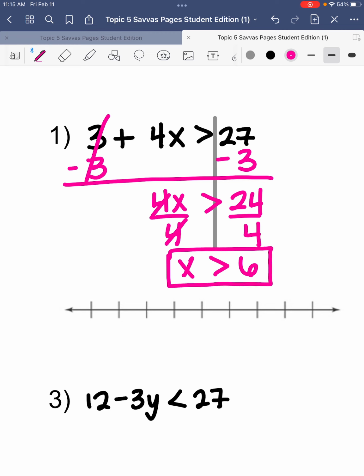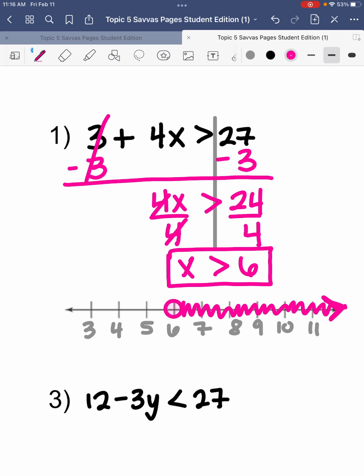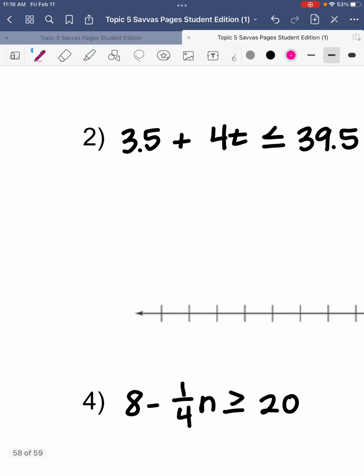So now we have to graph that. I'm just going to start, let's go with 3, 4, 5, 6, 7, 8, 9, 10, and 11. At 6, I want to put an open circle because there's no line underneath my symbol. And I want to shade all the numbers that are bigger. So I'm shading towards 7, 8, 9, 10, 11, and it keeps on going, so I'm going to include my arrow. Okay, now let's move on to number 2.